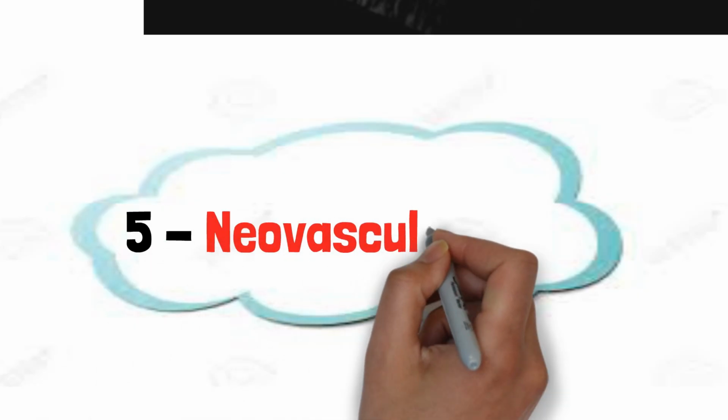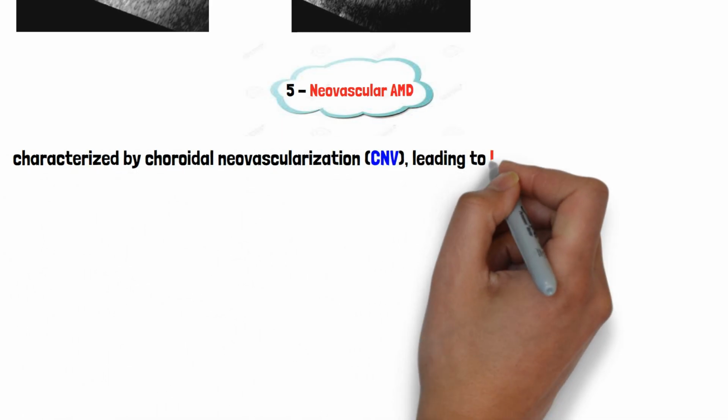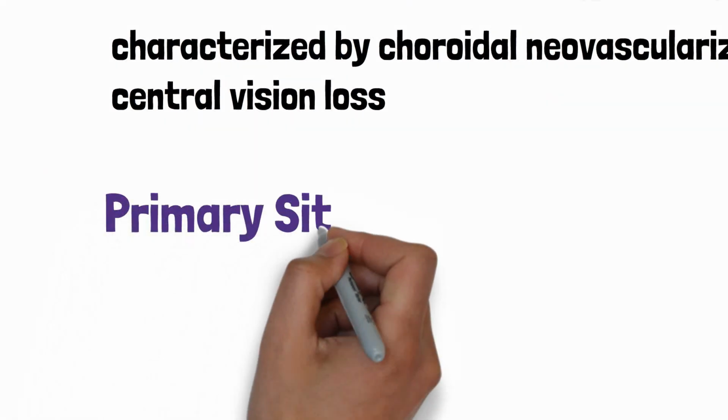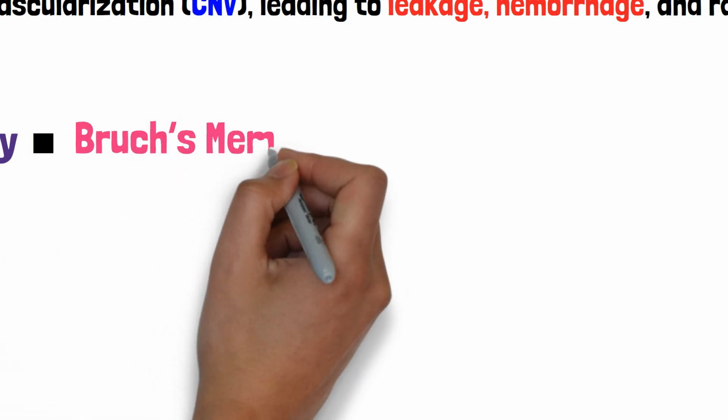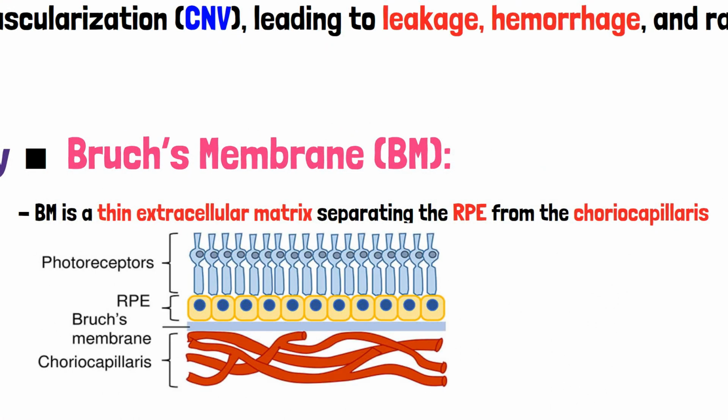Neovascular, or wet age-related macular degeneration, is marked by choroidal neovascularization. These abnormal vessels leak and bleed, causing rapid central vision loss. The primary site of pathology is Bruch's membrane. This thin layer separates the retinal pigment epithelium from the choriocapillaris.